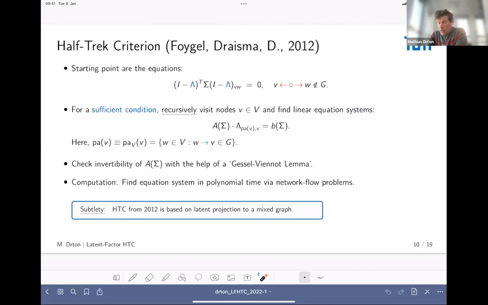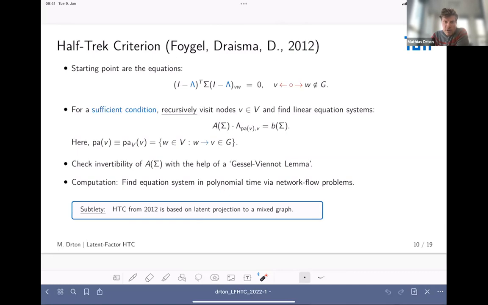You can decide whether it is non-zero for almost every choice of parameters with the help of a combinatorial lemma. And then we also tackled computation in terms of the problem of finding suitable equations. This will look like a complicated combinatorial search, but we can actually make this a polynomial time algorithm by setting up some network flow problems, but I don't have time to tell you about that. Here's a little caveat on the bottom.